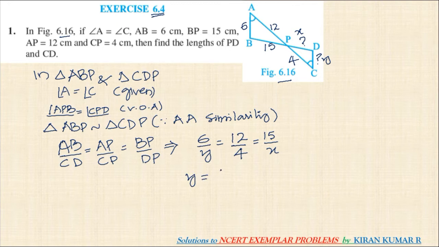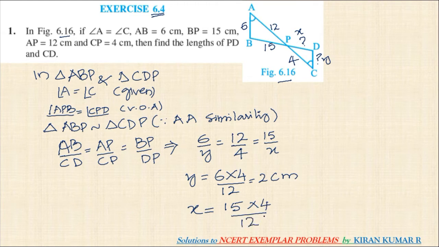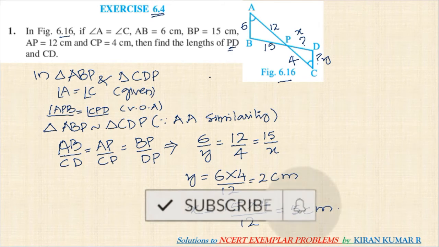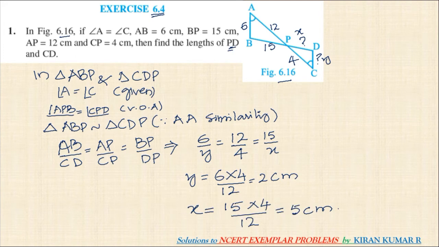Now if I consider these two equalities, I'll get the value of Y. Y will be equal to 6 times 4 divided by 12. We get it as 2 cm. And by taking this equality, we get the value of X as 15 times 4 upon 12. 3 4 times is 12, 3 5 times is 15. 4 will get cancelled, we get it as 5 cm. So the length of PD is 5 cm and the length of CD is 2 cm respectively.